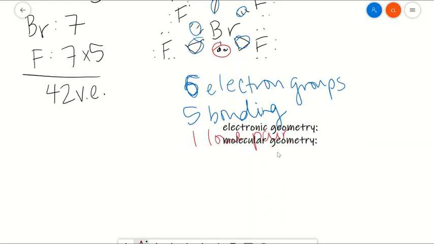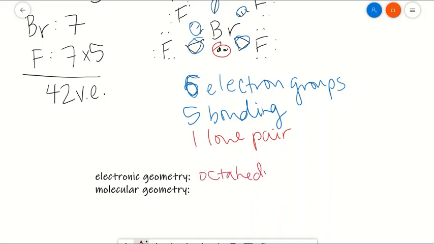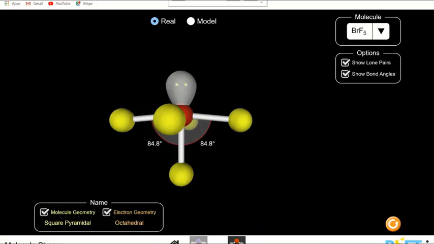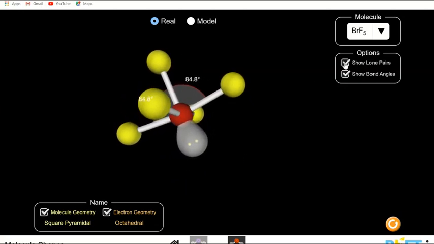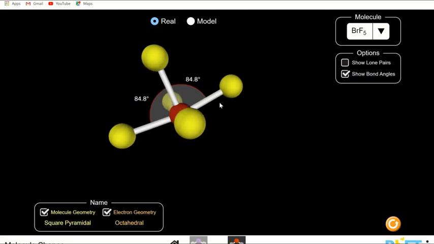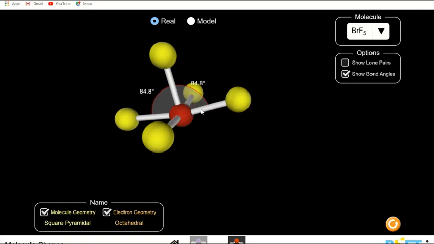So if we're going to ask the same question about electronic geometry and molecular geometry. We still have those 6 electron groups, so we know that this guy is still going to be octahedral. But let's take a look at what the overall shape is going to be. Okay, so for our BrF5, we still have that octahedral shape. But you can see when that lone pair is just an invisible force, if we don't show that, you can see that it just looks like a square pyramid. So it is called square pyramidal.